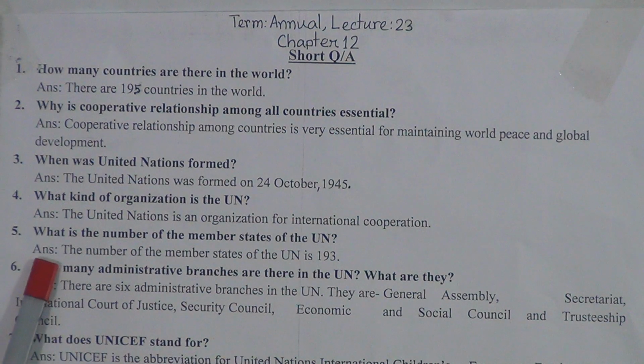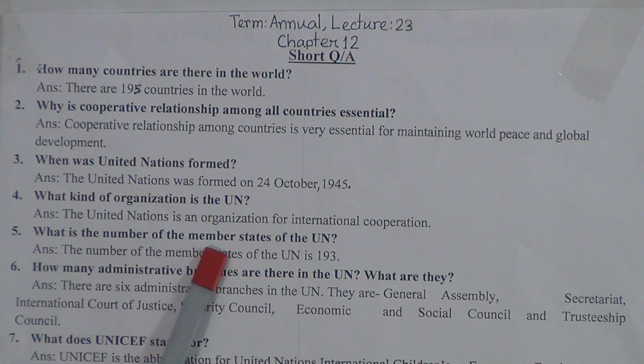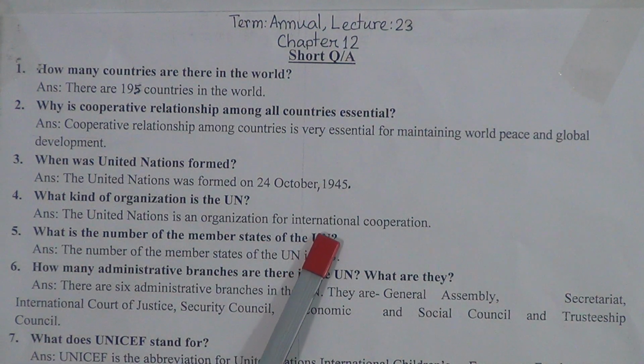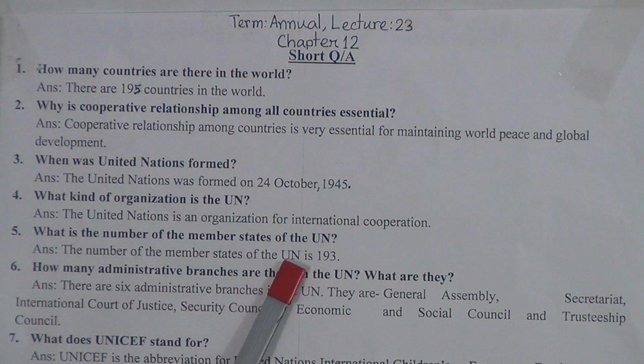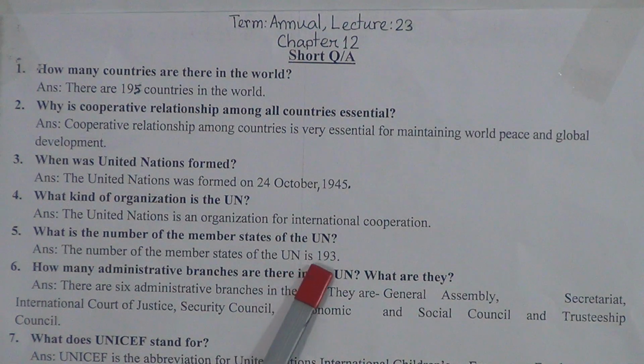Now number 5, what is the number of the member states of the United Nations? It's 193. We all know it. So the answer is the number of the member states of the UN or United Nations is 193.